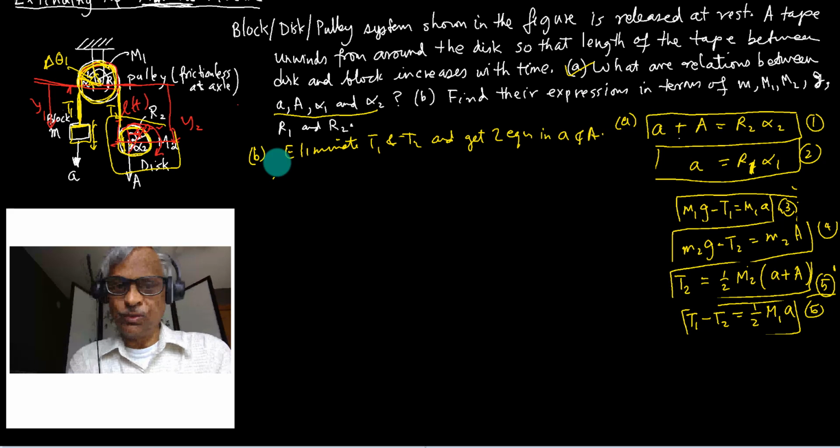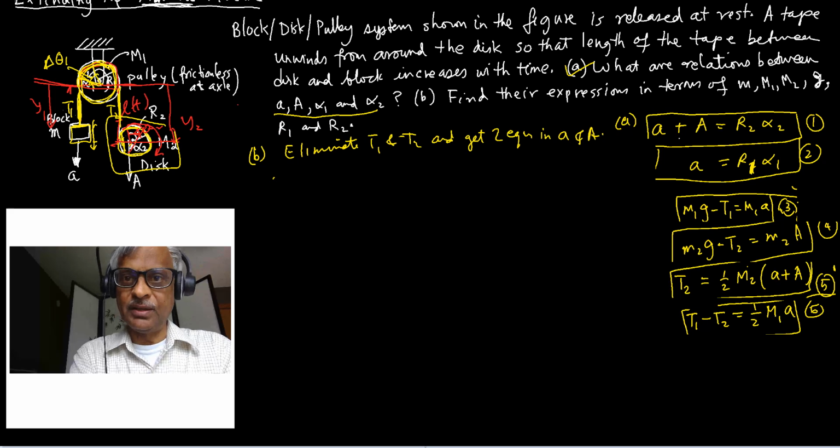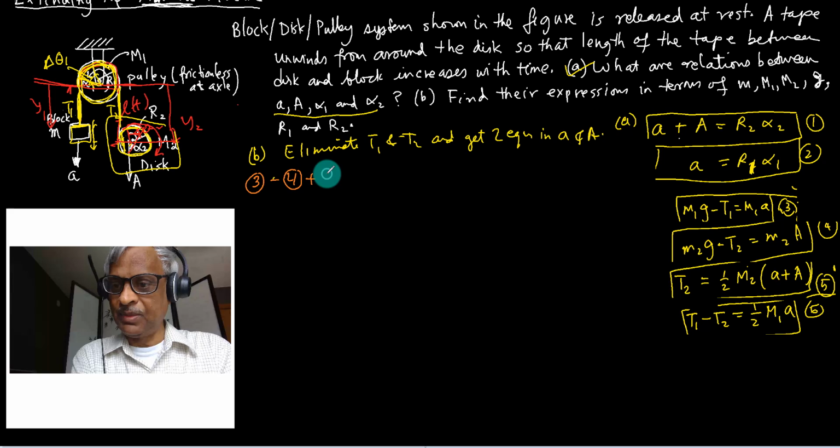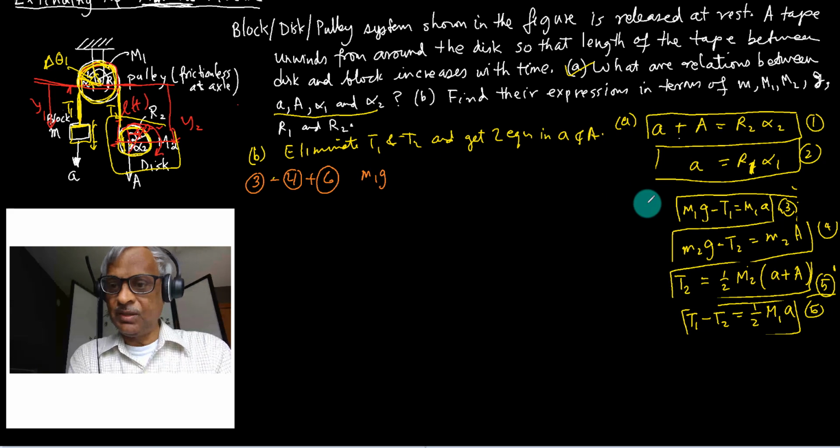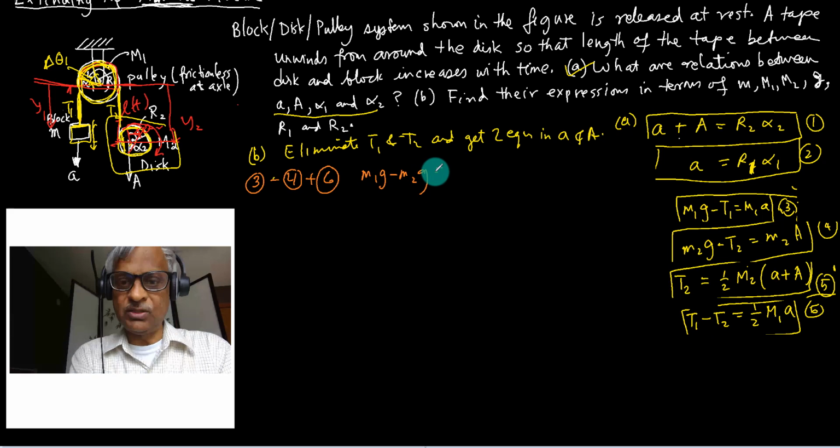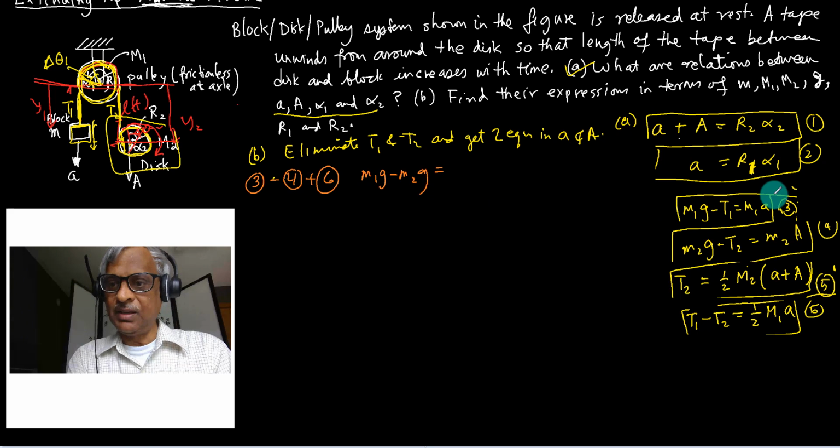Okay, so one way to do it is let me kind of work through it. It's going to be a lot of work, but we can do it. Say equation 3 minus equation 4 plus equation 6. That's going to eliminate T1, T2. So it's going to get me M1G minus M2G, and then that should be equal to, on the right side, M1A minus M2A.